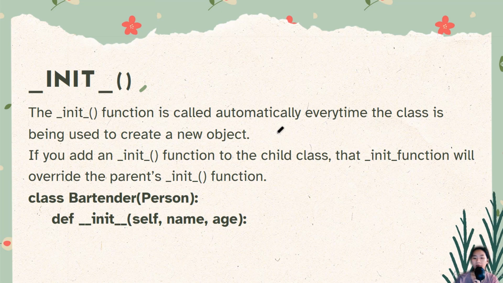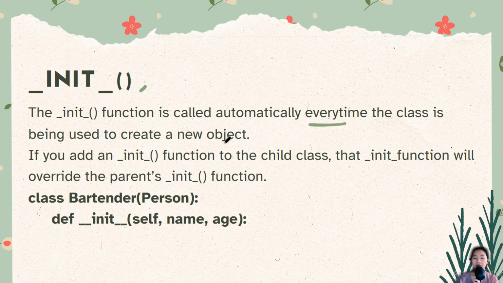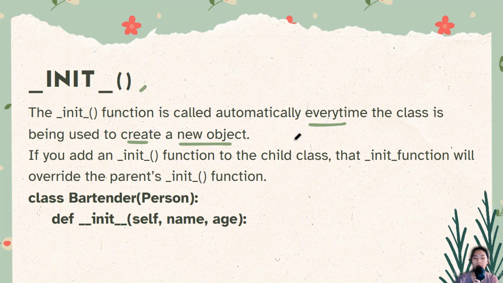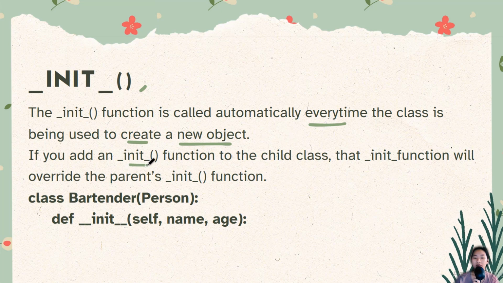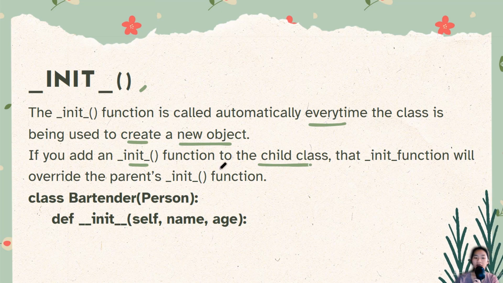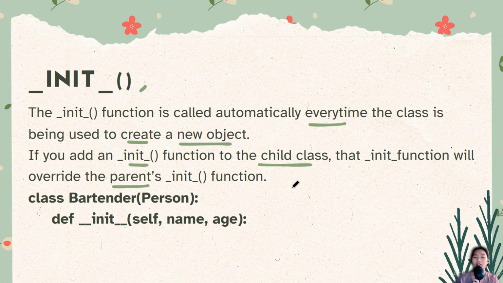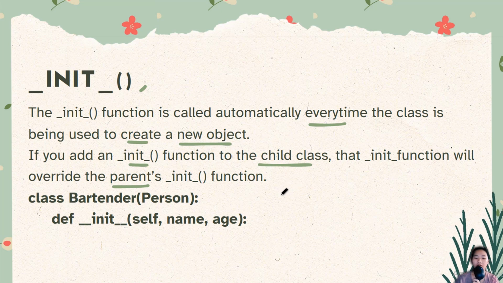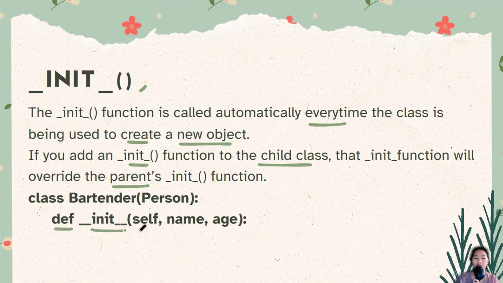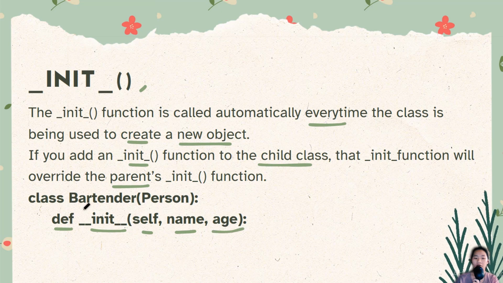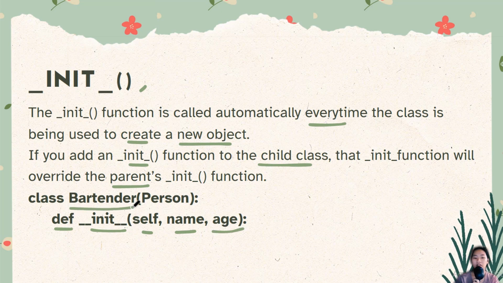It is called automatically every time the class is being used to create a new object. Okay, if you add an init function to the child class, it will override the init function of the parent's class, so the child class will not inherit the init function of the parent. For example, it's just very simple as def init self name age for the child class. Just pretend that this is a child class and there's a parent class above it.